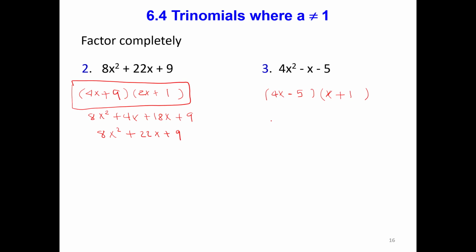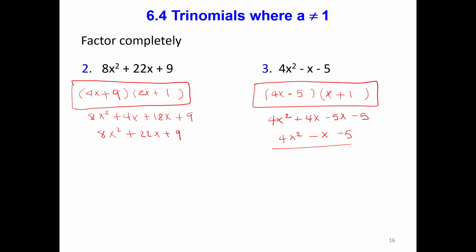And let's try it again. 4x times x is 4x squared. 4x times 1 is 4x. Negative 5 times x is negative 5x. Negative 5 times 1 is negative 5. Then 4x squared. 4x minus 5x is minus x, minus 5. And this is what we want, because this is the trinomial we wanted to factor, and this is right. And this is all I had for today.